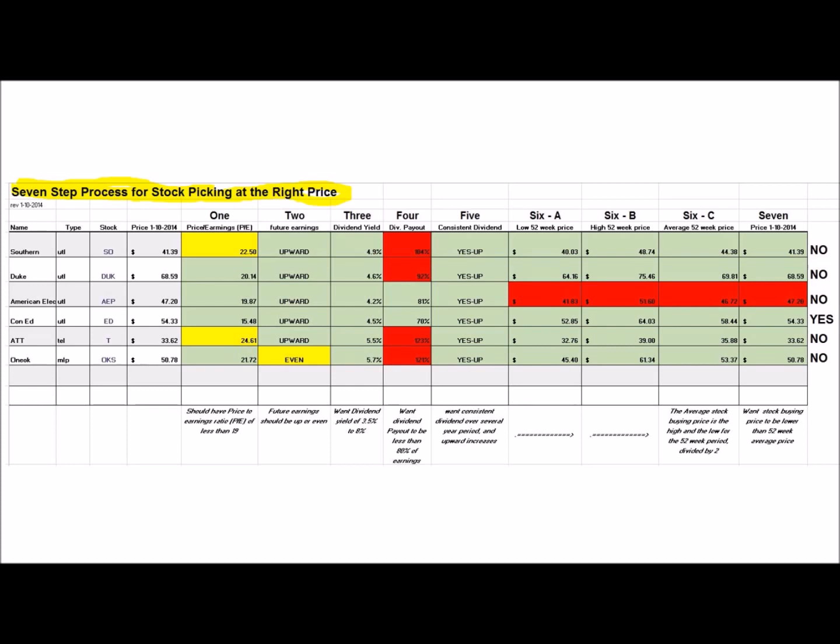And then we're going to go to yahoo.com or yahoofinance.com, and we're going to look at the P/E, future earnings, dividend yield, dividend payout, consistency of dividend, the average price of the stock for the last 52 weeks, and we're going to see if Consolidated Ed in this particular example meets our parameters.